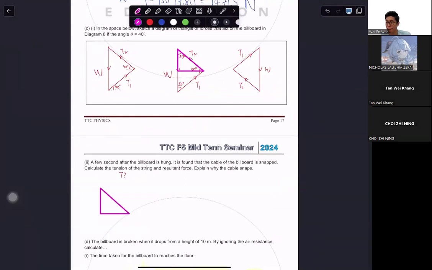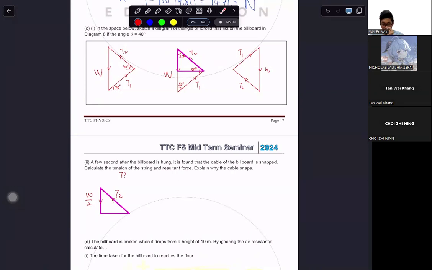Okay, what is this? This is T2. And what is this? This is W, but divided by 2. Do you know why it is divided by 2? Because the other half is here. This whole thing is W, but I only want half of it. Which makes sense because the two cables share the weight, so each cable will take half of the weight, right?